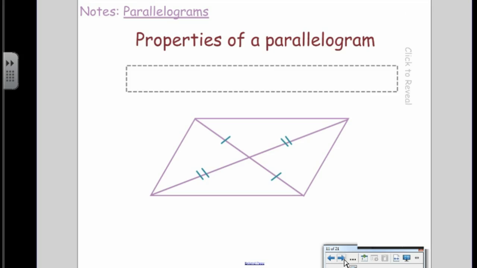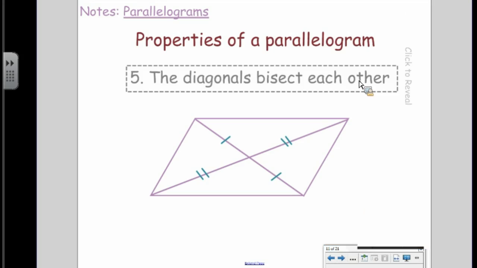And the last property on the list, number 5, numero 5, the diagonals bisect each other. They cut each other in half. The diagonals are not congruent though. Be careful because the diagonals are not the same length. One is longer than the other. Okay.